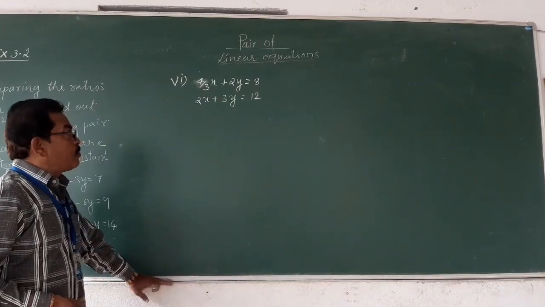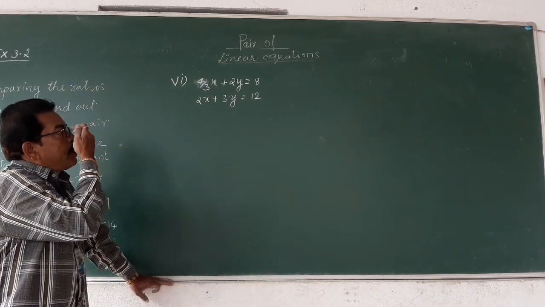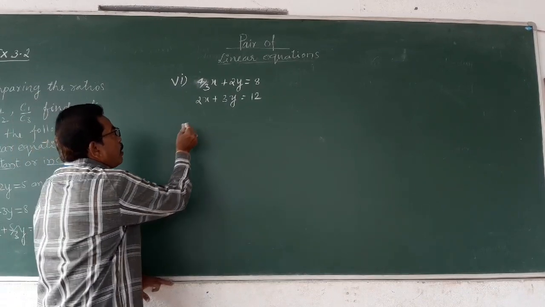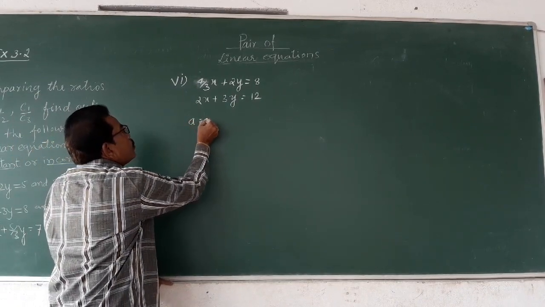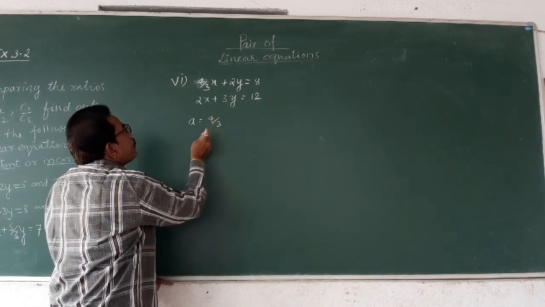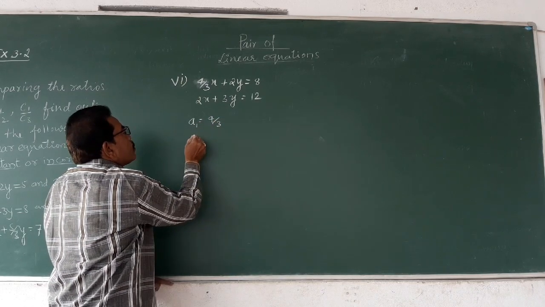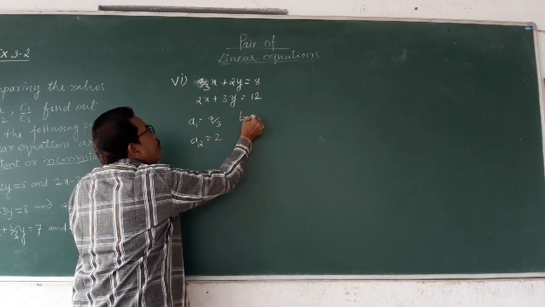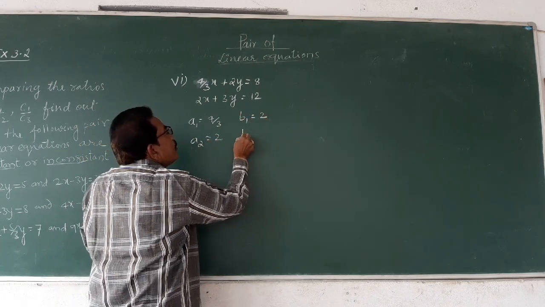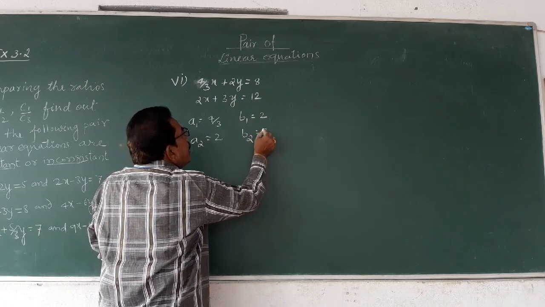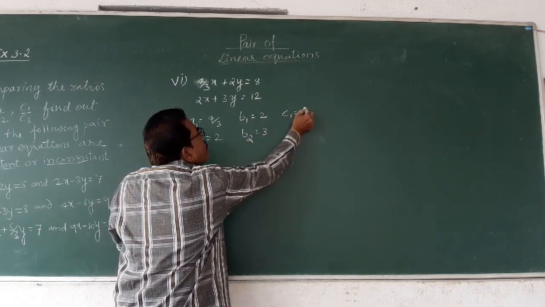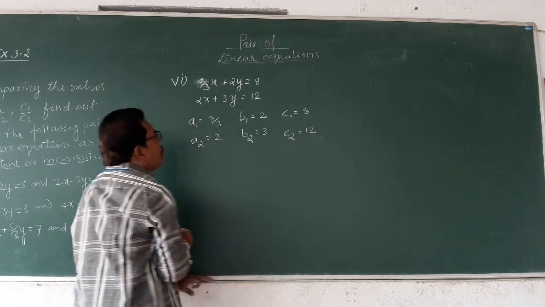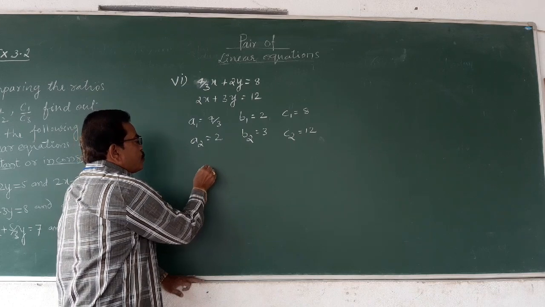This one is the sixth one. 4 by 3x plus 2y equals 8, then 2x plus 3y equals 12. A1 equals 4 by 3, A2 equals 2, B1 equals 2, B2 equals 3, C1 equals 8, C2 equals 12. So let us find the ratios.